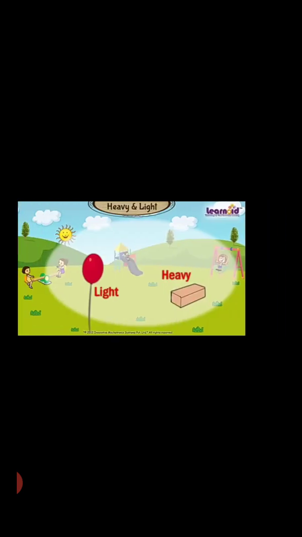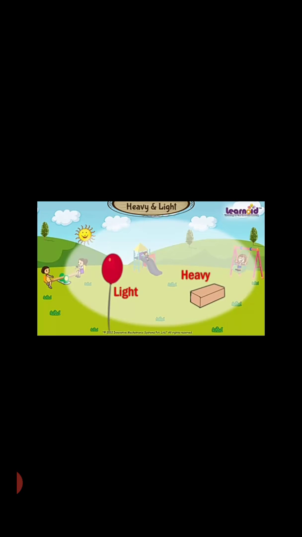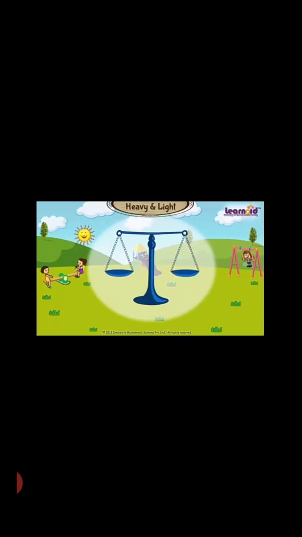A balloon is light and a brick is heavy. This is a weighing scale. The side which is heavy goes down and the side which is light goes up. An apple is light and a watermelon is heavy.